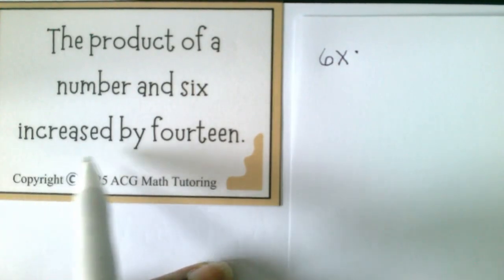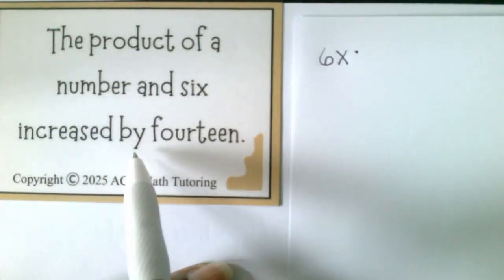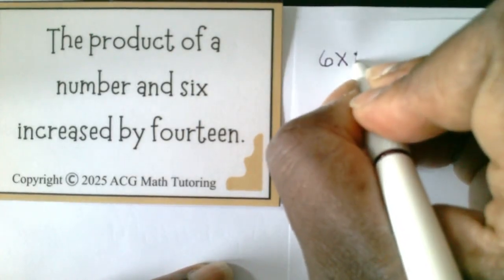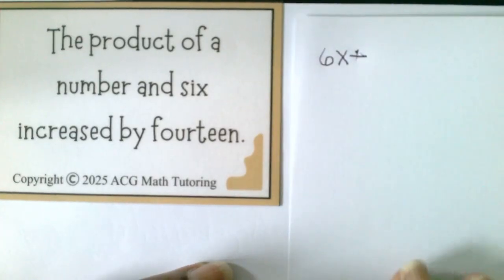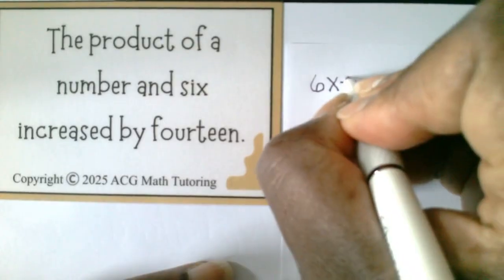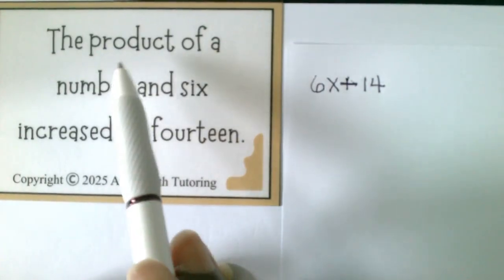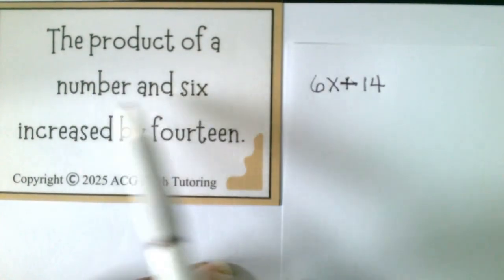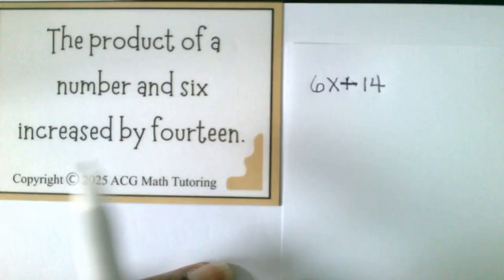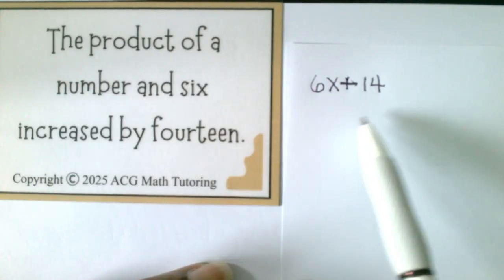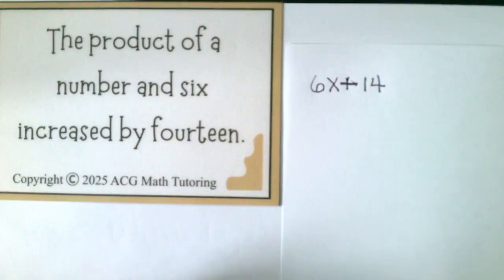Then they have this additional part, which says increased by. If you're increasing something, you're adding something. You're making something larger. So that's going to be addition. Increased by what? Increased by 14. So you have the product of a number and 6, that's the first part. That's where the 6x came from. Increased by means addition. So that would be plus 14. Okay, alright. So how else would you write that?